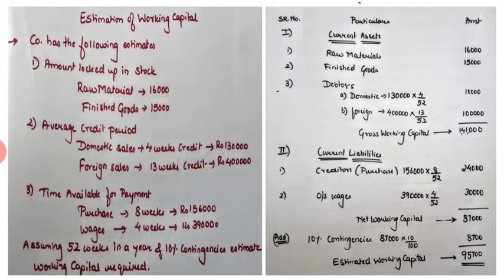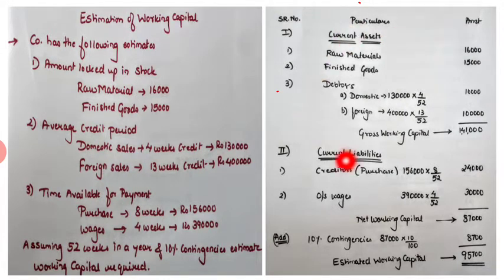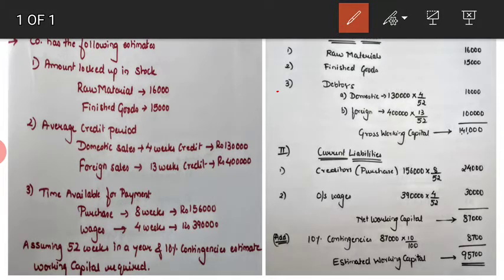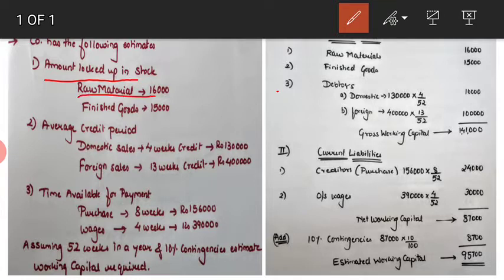Now let's go ahead with this first type of problem, a simple problem where all the details are given to us. Always remember, working capital is nothing but current assets minus current liabilities. So here you take the current assets, and from that you deduct the current liabilities. Now, how do you calculate this? Let's understand them one by one. First we have to consider current assets. Under current assets, the first one is amount locked up in stock, that means inventory. Under inventory we have raw materials. The amount locked up in raw materials is directly given to us, that is 16,000. So we take it directly, we do not do any calculation for that. Next is amount locked up in finished goods, 15,000.